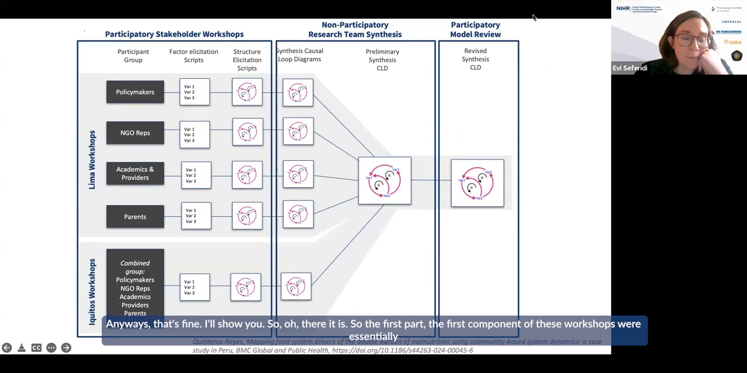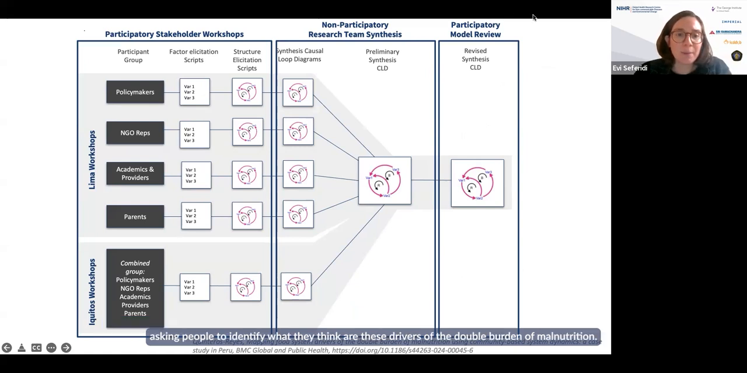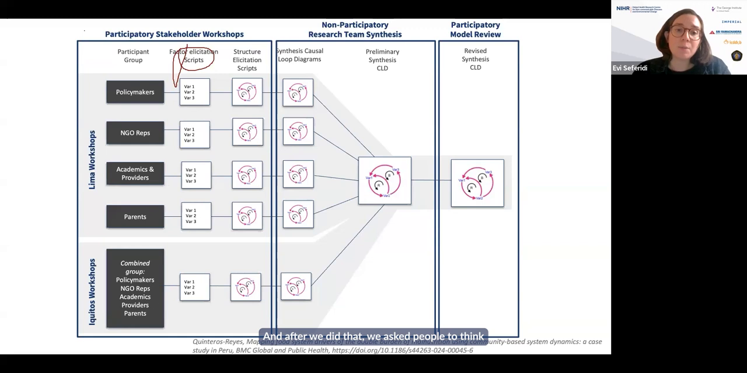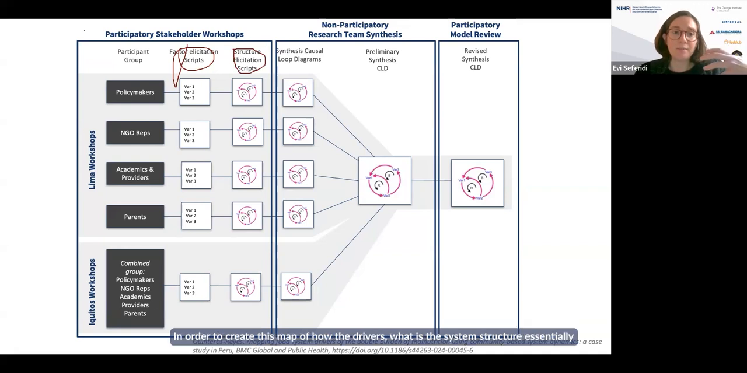So the first component of these workshops was essentially asking people to identify what they think are these drivers of the double burden of malnutrition, but also think how these have changed over time to capture this dynamic behavior of the system. And after we did that, we asked people to think how these different characteristics interact with each other in order to create this map of the drivers, what is the system structure essentially.